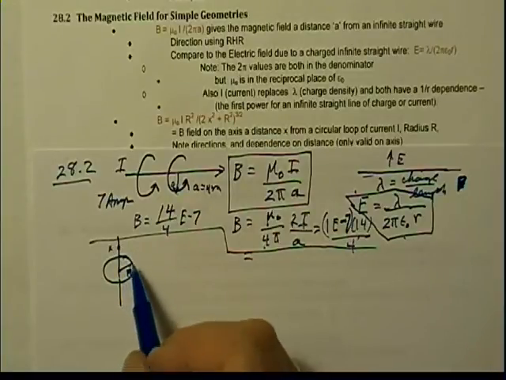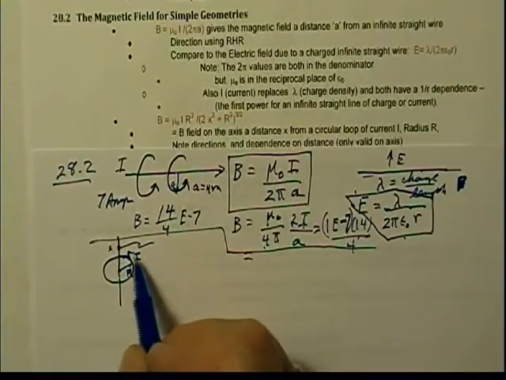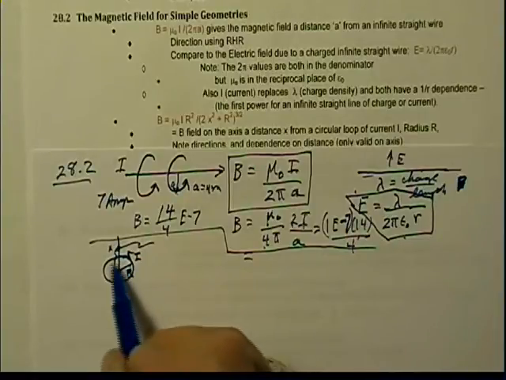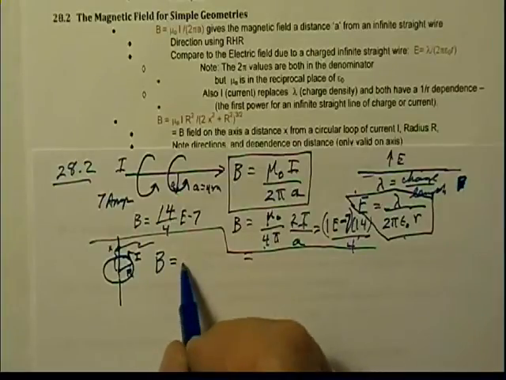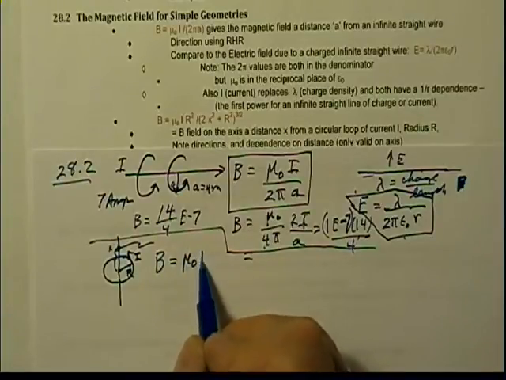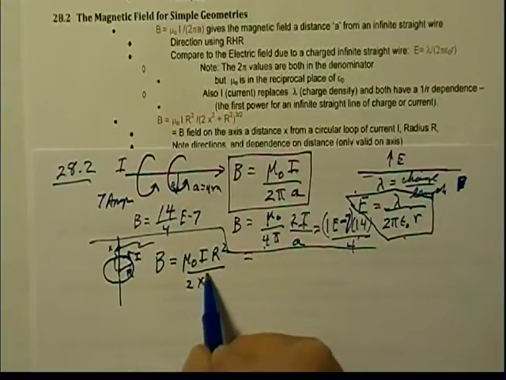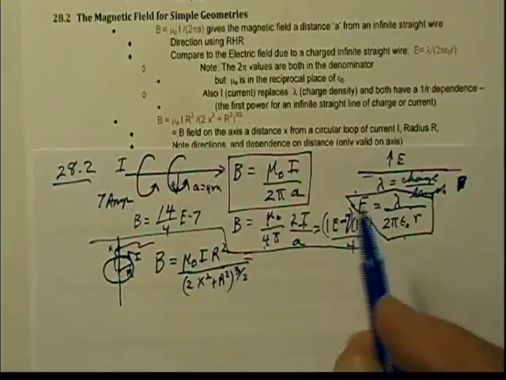and say, if we have a current I that's flowing around here, it's a radius R, what is the magnetic field at this point? That's up a distance x from the center of the circle where the current is flowing. And the answer again is B is equal to mu naught I R squared divided by 2 times (x squared plus R squared) to the 3/2. Kind of a messy formula.